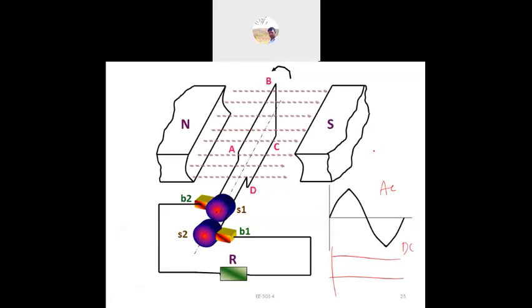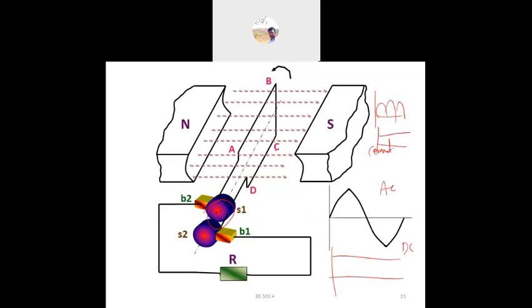This commutator is at the end side. Before that it will be a sine wave, but here, instead of the slip rings, we have placed another arrangement, the commutator. The commutator converts the AC, the alternating quantity, to DC. At first it gives a half wave output, then it continuously pulses.